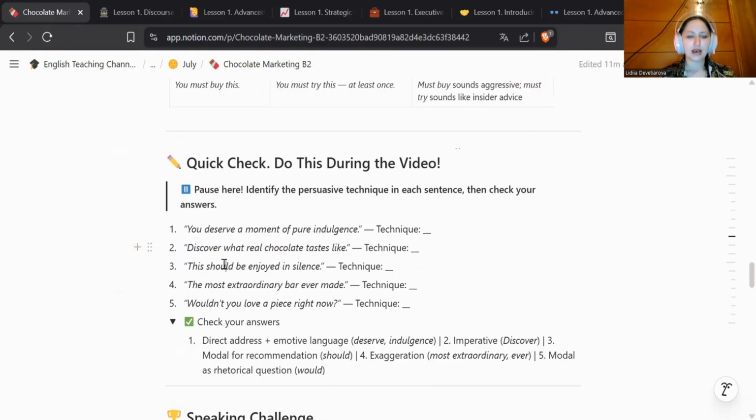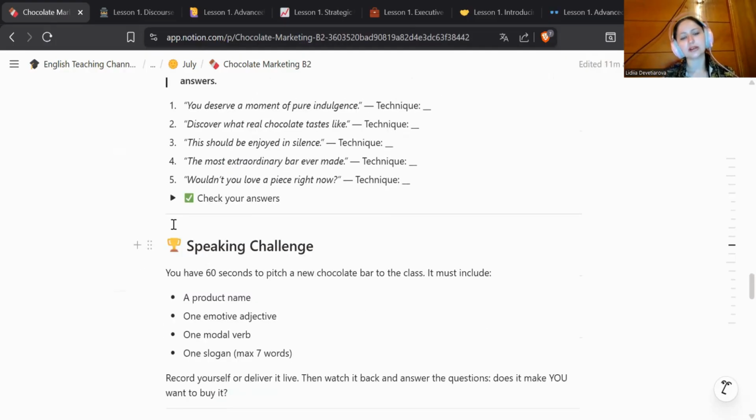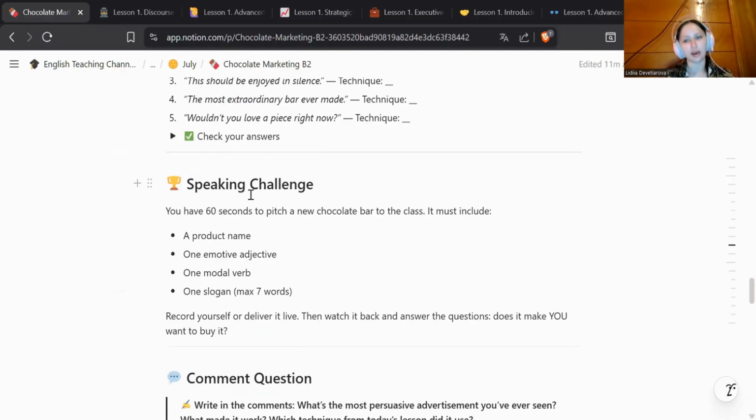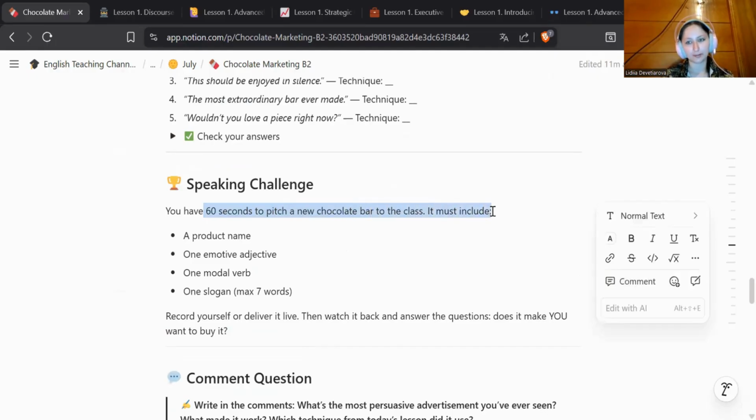Yep. The most extraordinary bar ever made. An exaggeration. It's the most extraordinary bar ever. That's an exaggeration. And wouldn't you love a piece right now? Wouldn't you love a piece right now? That is a modal verb in a rhetorical question. Yep. Wonderful. So the next task for you guys, you have a 60-second pitch to a new chocolate bar.